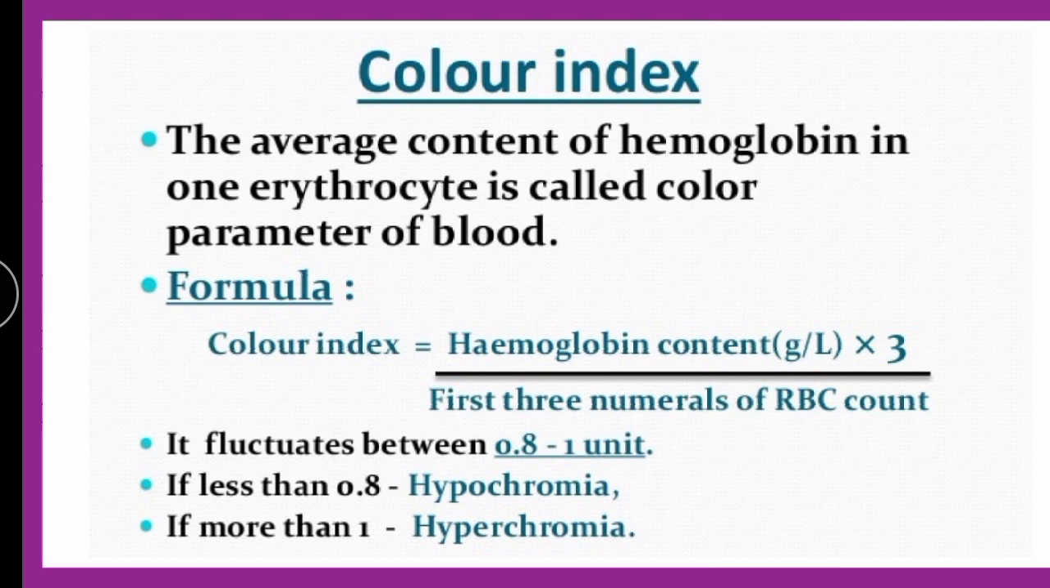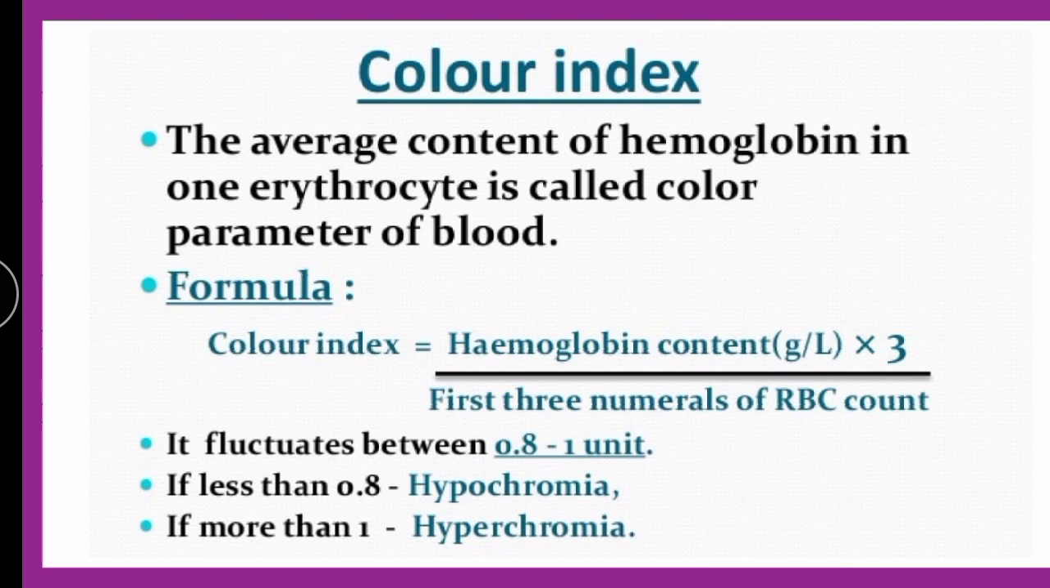So the formula of the color index is the hemoglobin content in grams per liter. Now grams per liter is nothing but percentage, okay, into 3, divided by the first 3 numerals of the RBC count. So this is the complete formula. If you calculate it, you get approximately an answer between 0.8 to 1 unit. The color index fluctuates between 0.8 to 1. If below 0.8, it is hypochromia. That means the color intensity of the blood is very low. And if more than 1, it is hyperchromia.